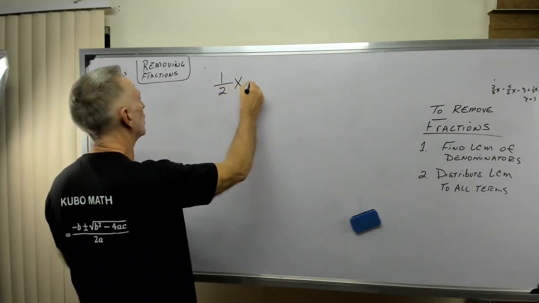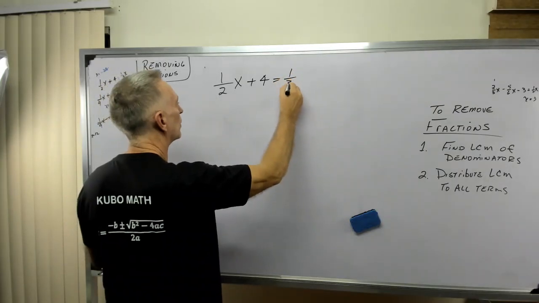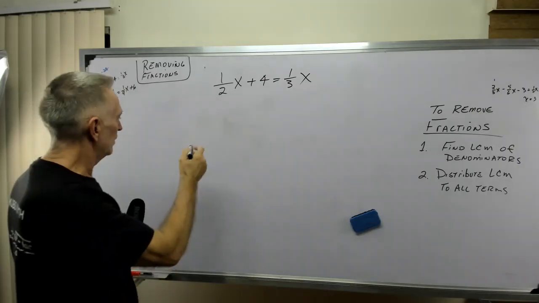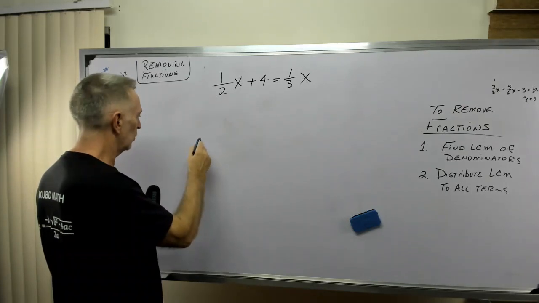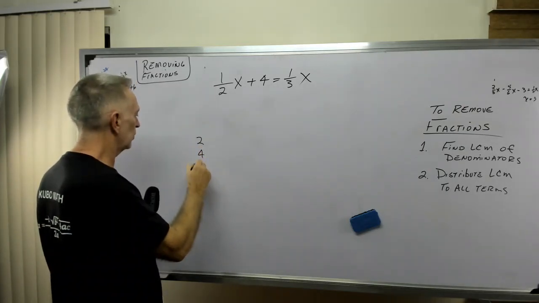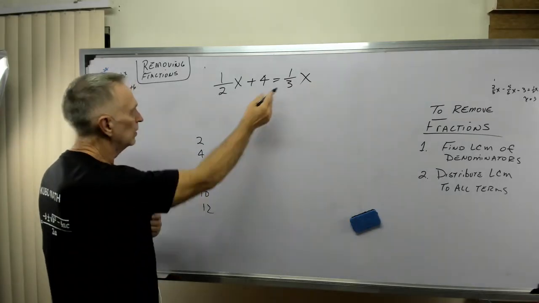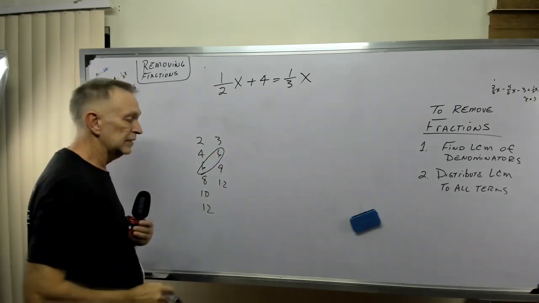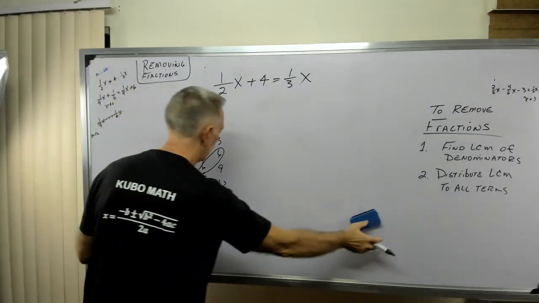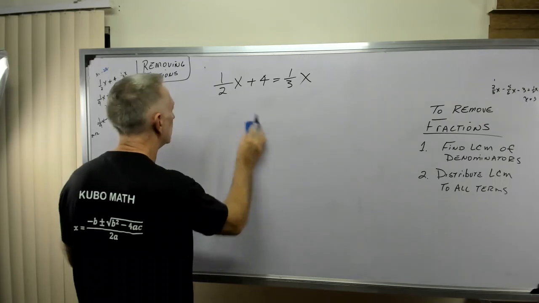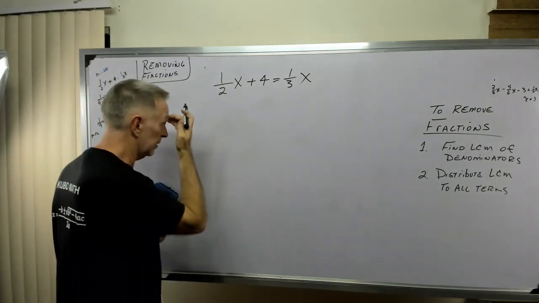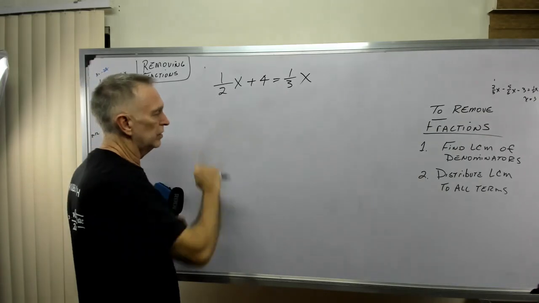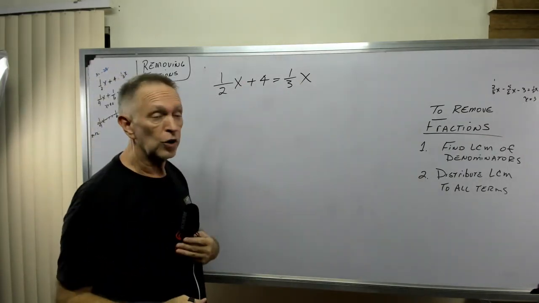Okay, take another simple one. 1/2 x plus 4 equals 1/3 x. Now you can immediately see, well, maybe you can or can't. So the multiples of 2: 4, 6, 8, 10, 12. The multiples of 3: 6, 9, 12. Well, I can see already the least common multiple is 6. All right, so 6 is my LCM. So what are the steps? Find the LCM, the least common multiple of the denominators, and then distribute that to all terms.